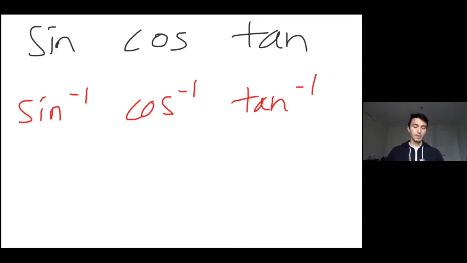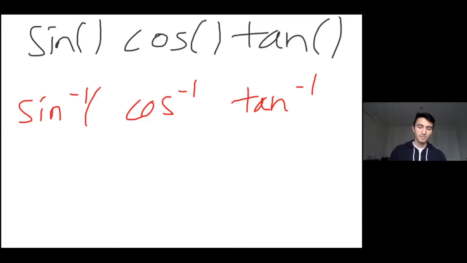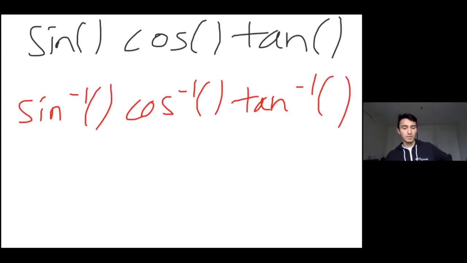So remember the sine, cosine, tangent, you're taking of an angle, right? So I'm just going to put parentheses here. You're taking of an angle. And then the inverse sine, cosine, tangent, you also will be taking of something in parentheses, but it's not an angle anymore, okay? So that's the first thing to consider.